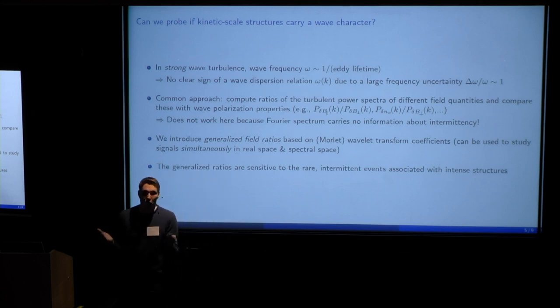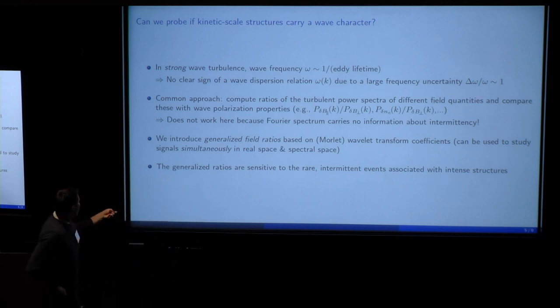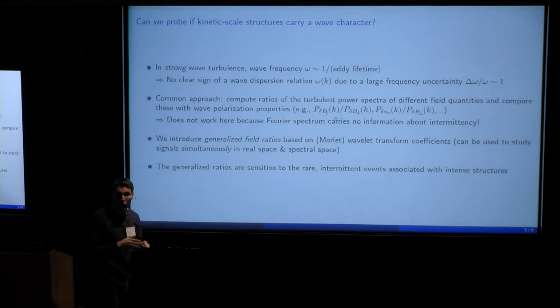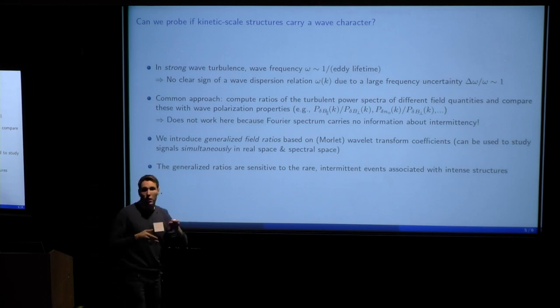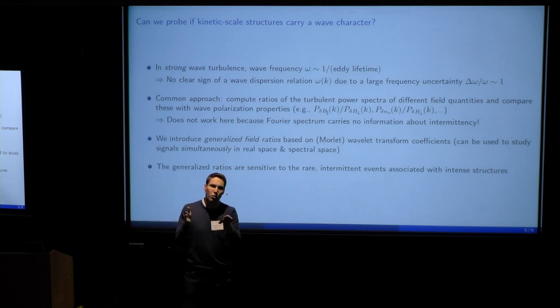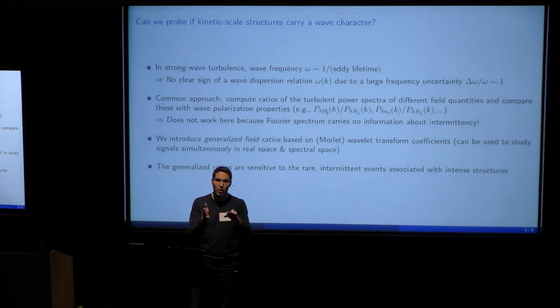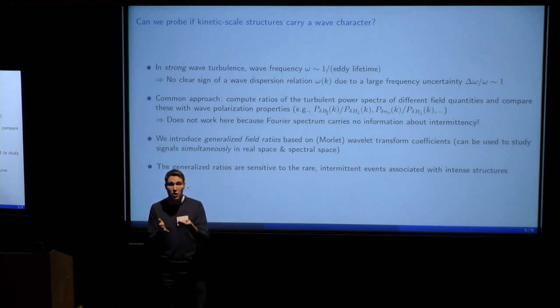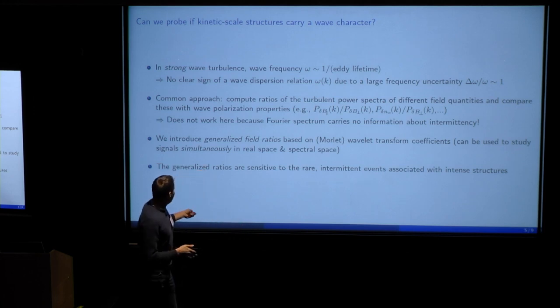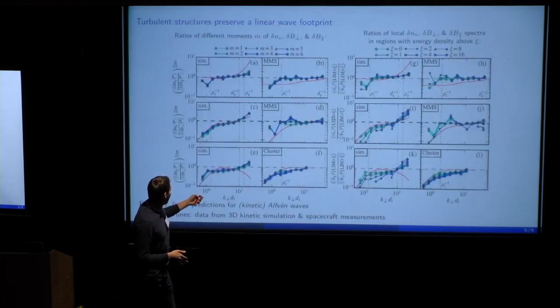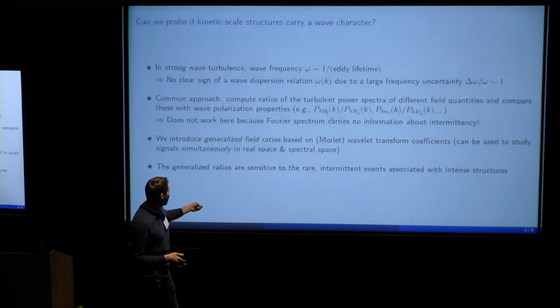events. And once you do a Fourier spectrum, you lose any information of intermittency. So what we came up with is the concept of so-called generalized field ratios, which are similar to the original ratios, except they're based on wavelet transform coefficients. With the wavelet transform, they're sort of like bandpass filters in a very simplified way. So you can localize a signal simultaneously in real space and spectral space. So in that sense, you retain information about scale and variation in space. So in this sense, you can make these ratios sensitive to this kind of rare events.